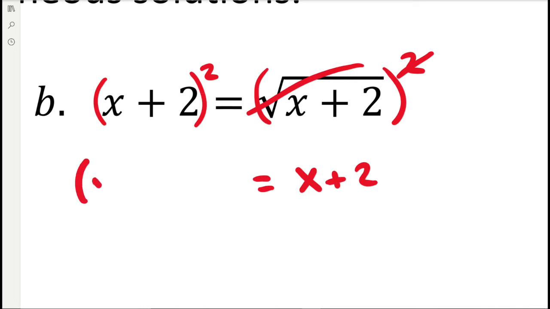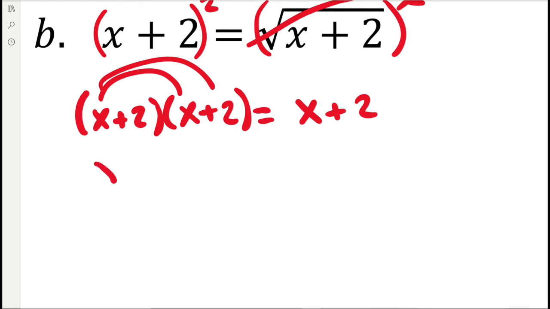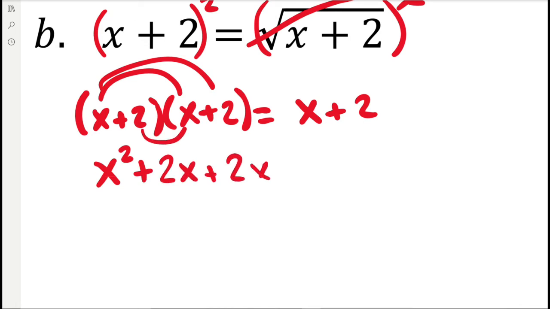So I'm going to write that as x plus 2 times x plus 2 because I'm going to FOIL that. First, outer. So first, x times x is x squared. X times 2 is 2x. 2 times x is 2x. And lastly, 2 times 2 is 4.